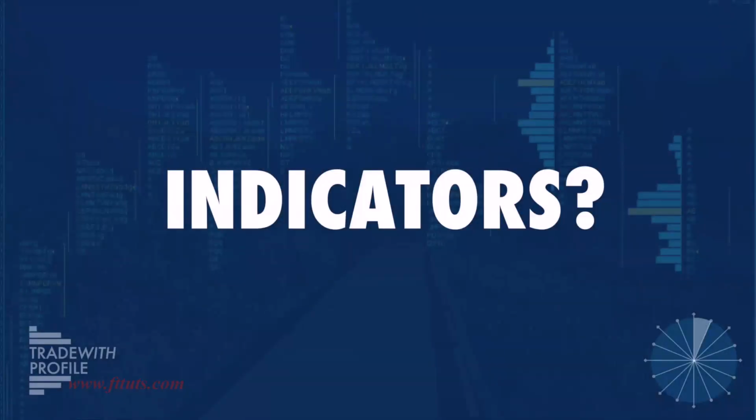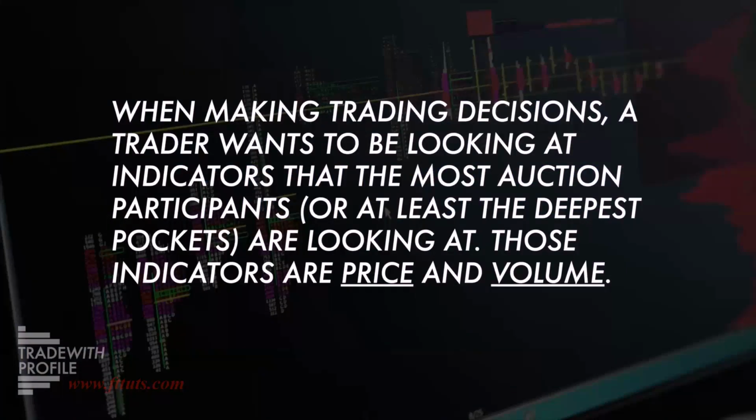Now, this leads us all back to this idea of indicators. Like what indicators do we have on our charts? And when making trading decisions, the trader wants to be looking at indicators that the most auction participants, or at least the deepest pockets, are looking at. And those indicators are real simple: price and volume. Think about it. It doesn't matter if you're a hedge fund, SoftBank, Goldman Sachs, Deutsche Bank, some CTA, or Joe Blow retail. Every trader that's trading the ES sees the price and can see how much volume is traded, right?